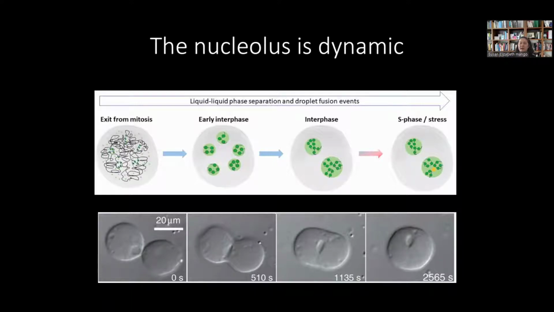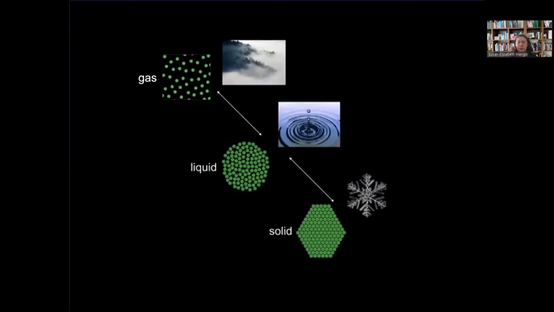That is a very different way of thinking about organization than how we are usually taught. But it's becoming apparent that this kind of organization happens more and more. So let's talk about this a little bit. You're used to thinking about phase separation, for example, with water, which can be in a gaseous phase, or a liquid phase, or a solid phase. It's the same molecule all the time, but just organized in a different way.